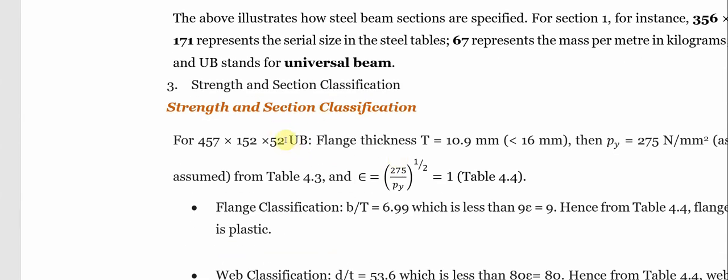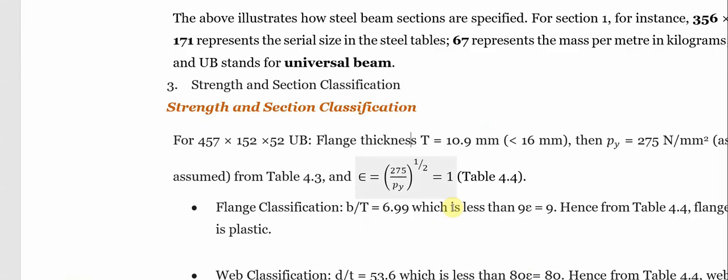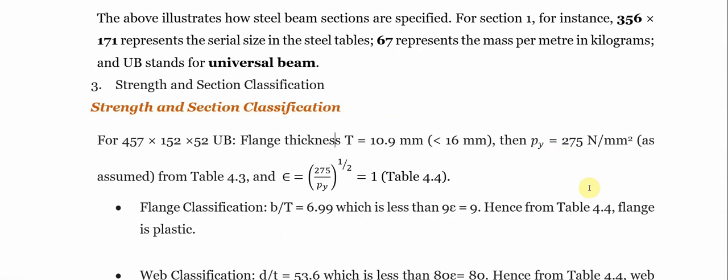We selected this particular one. So we will now look at the flange thickness, which is T, from the one I showed you just now. What is the flange thickness of the 457 by 152 by 52? It is 10.9 here. This 10.9 is less than 16, so we are still good. It's less than 16 mm. Then we look at its py, which is 275 as from table 4.3, and epsilon equals 275 over py, raised to the power of half. If you divide 275 by 275, you have 1. The square root of 1 is 1, so we have 1 for epsilon.